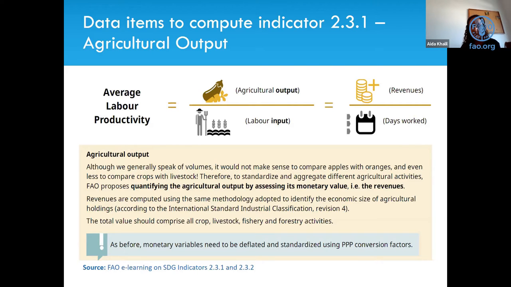And the monetary variables need to be deflated. So deflated is what we were seeing before. In theory, you shouldn't use nominal or current prices, but you should use the deflated prices, taking into account the mid time of the reference period of the survey. And then this monetary value should be standardized using PPP conversion factors that you can download from a website. We have put the link on the previous slides that have been circulated with you, both on slides for day one and slides from day two.